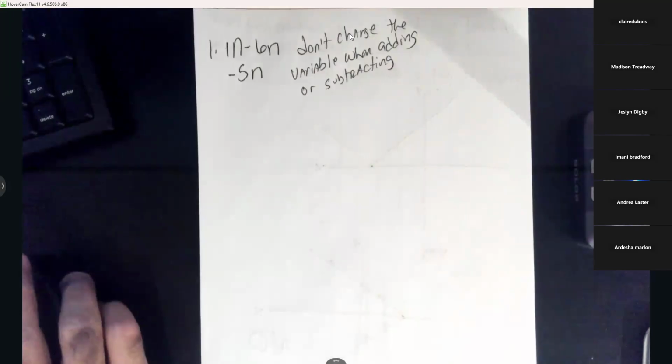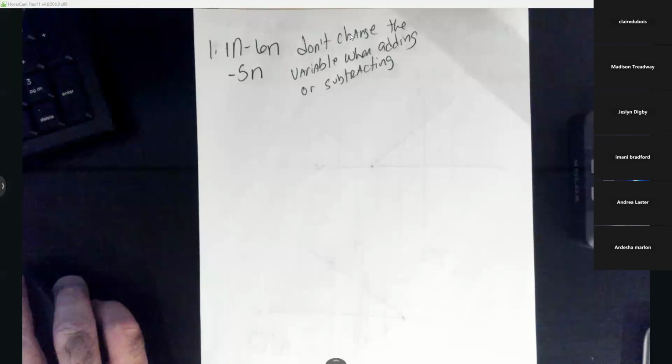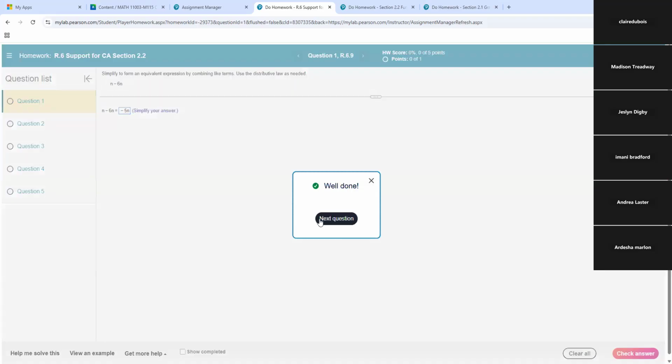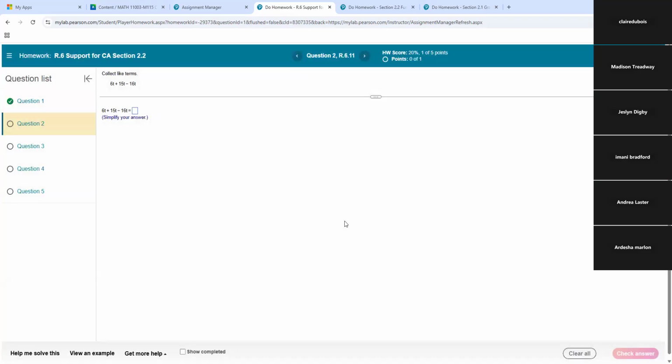Okay. So we would put that in for that one. So I would put in my -5 for that one. Then you would check it, and you would be able to go to the next one. Hey, y'all, what about that? 6t plus 15t minus 16t.